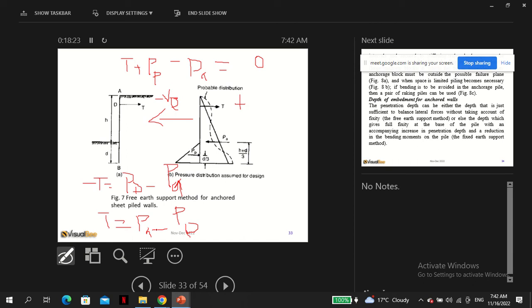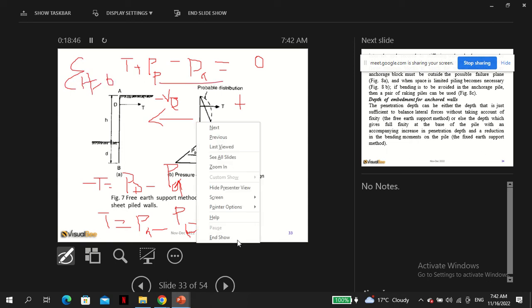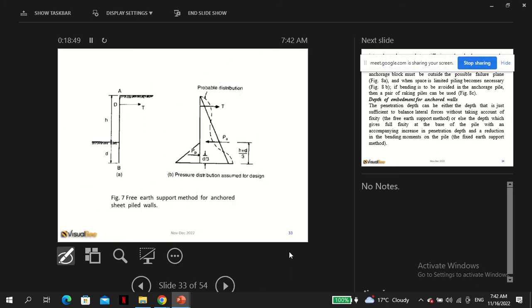So PA is usually larger, so that only means that the tension direction is the other side. This is just based on your assumption. So based on the summation of horizontal forces equals 0, you can get the tension, the anchor force, which is not difficult. In fact, you know all this. The challenge would be that the distribution of the pressure there is quite complicated.